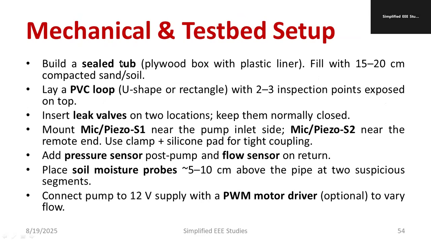With respect to the mechanical and test bed setup, we are going to make a sealed tub, like a plywood box with a plastic liner, then fill it with 15 to 20 centimeters of compacted sand so that your pipe will not be visible. You demonstrate it as if you are doing it in real time, correct? Lay a PVC loop, U-shaped or rectangular, as I showed already. Then expose 2 to 3 inspection points on the top so that you can observe. Insert the leak holes or valve. A valve is better because you can do different types of testing.